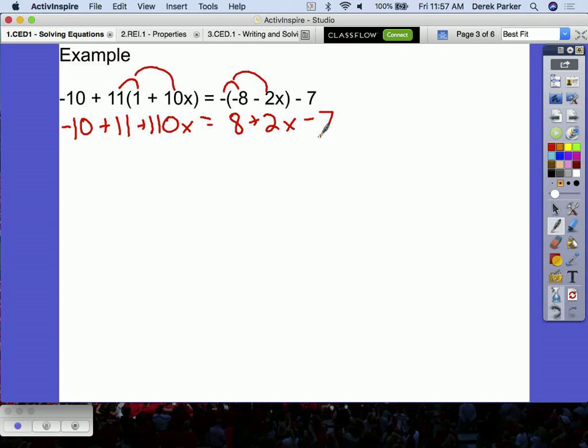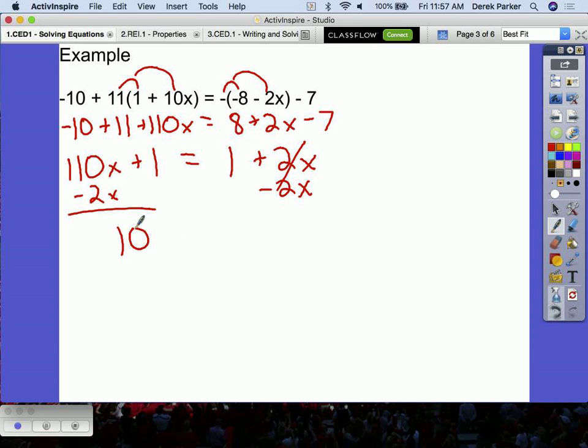Now, on both sides, I'm going to combine like terms. On the left side, I combine the -10 plus 11, and I get 110x plus 1 equals. On the right side, all I can combine is 8 minus 7, and I get 1 plus 2x. I'm now going to subtract 2x to both sides, and I get 108x plus 1 equals 1. Subtract 1 to both sides, and you get 108x equals 0.